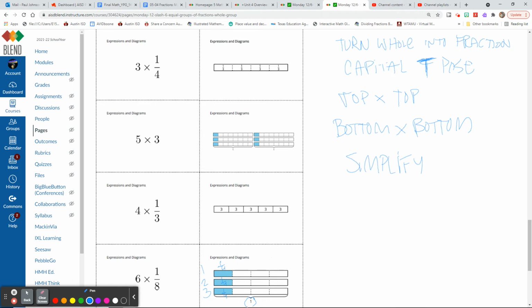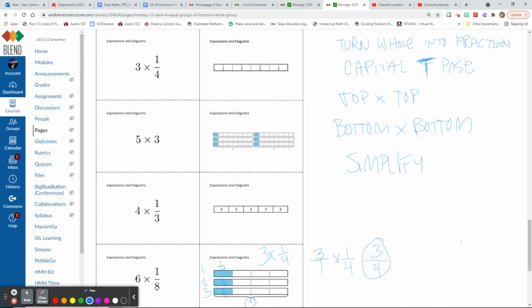So if we're looking at 3 groups of 1/4, then we are looking at this one right here, 3 times 1/4. Remember, to solve that problem, you would turn 3 into a fraction by putting 1 as the denominator, and then you're just going to top times top. 3 times 1 is 3, bottom times bottom, 1 times 4 is 4. Your final answer is 3/4.